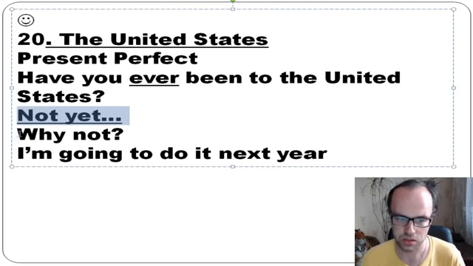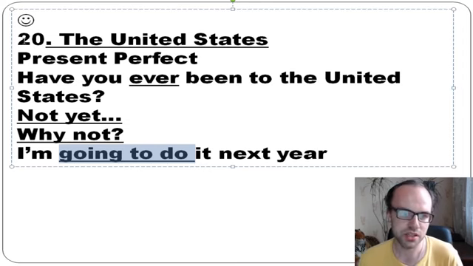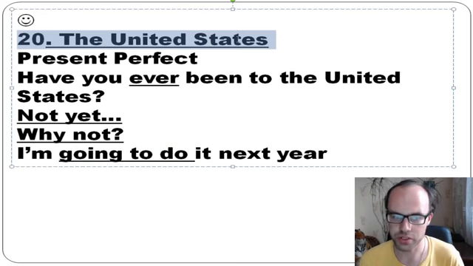Why not? So it's a very good phrase for an English conversation. I'm going to do it next year. So we use this phrase while talking about our plans. So you remember it, while doing something, when doing something. So it's possible to say so while talking about our plans. So the United States. So present perfect. Have you ever been to the United States? Not yet. Why not? I'm going to do it next year.